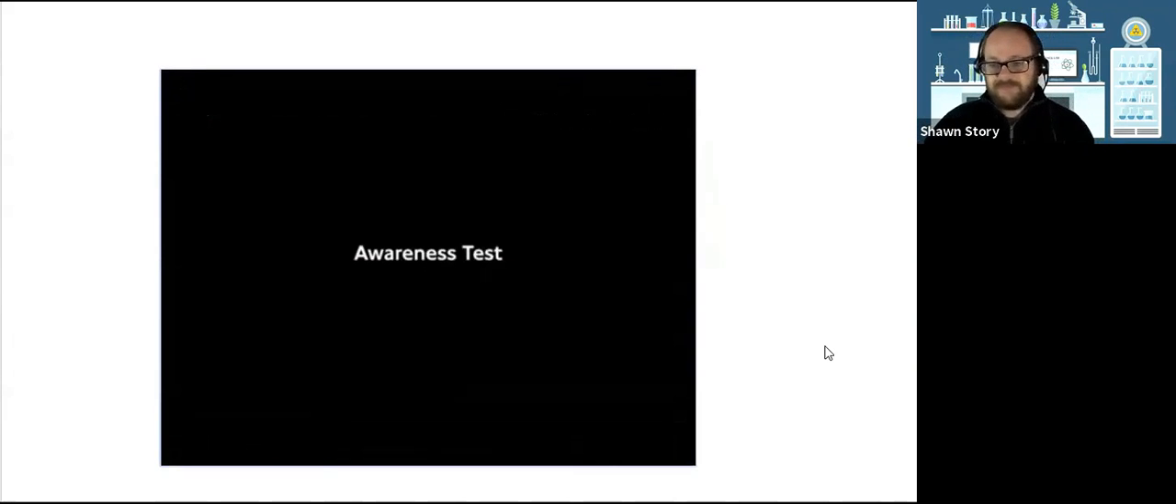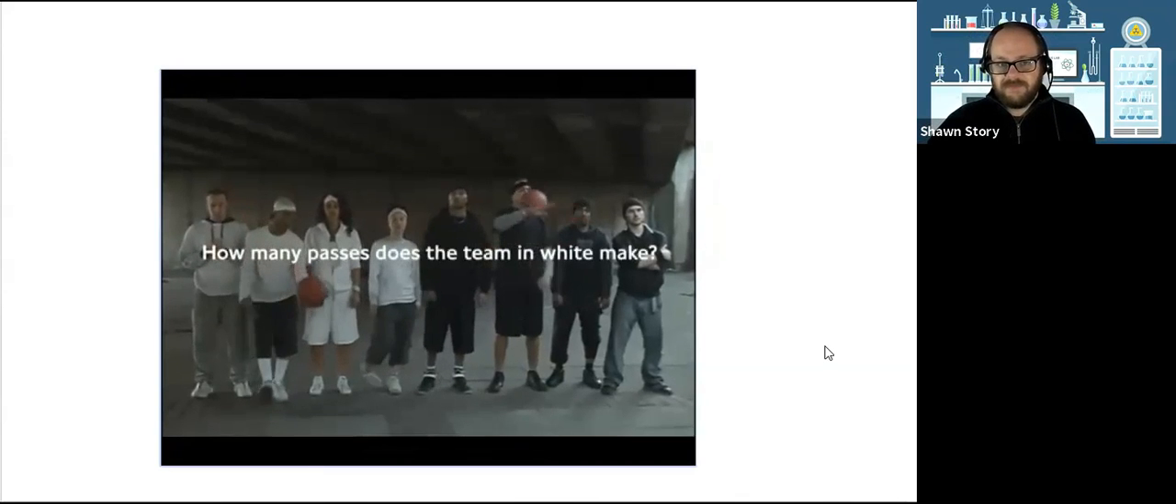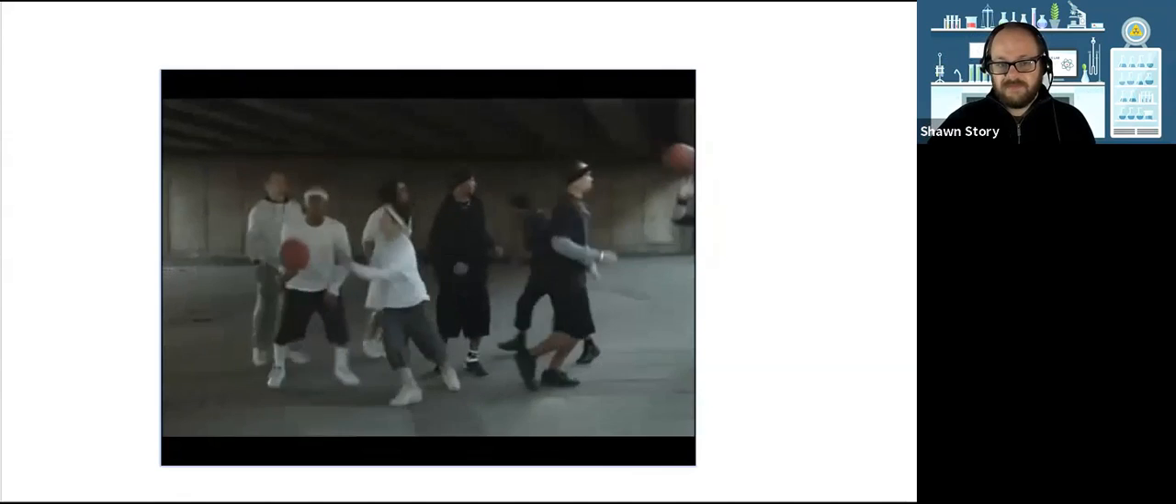This is an awareness test. How many passes does the team in white make? Go!